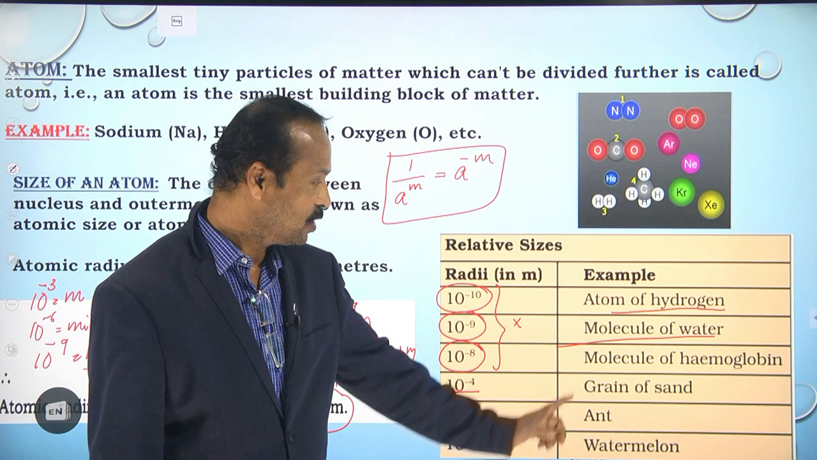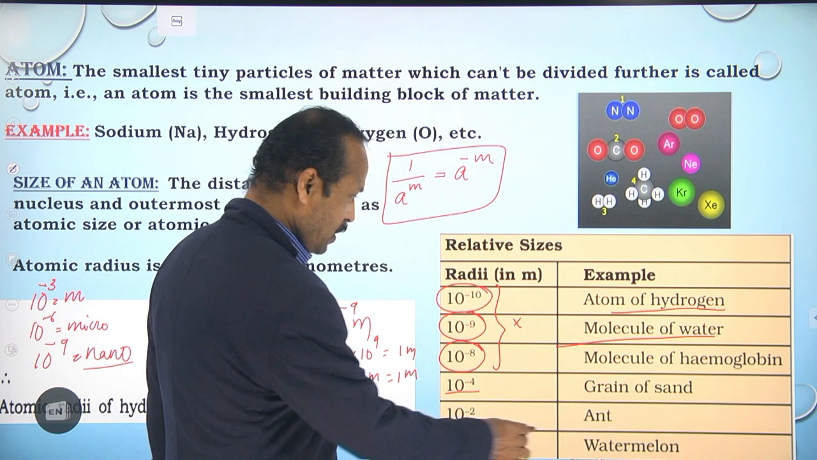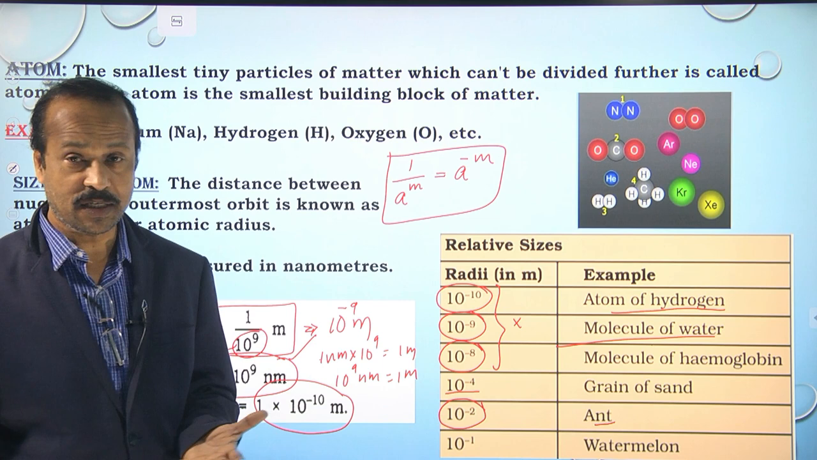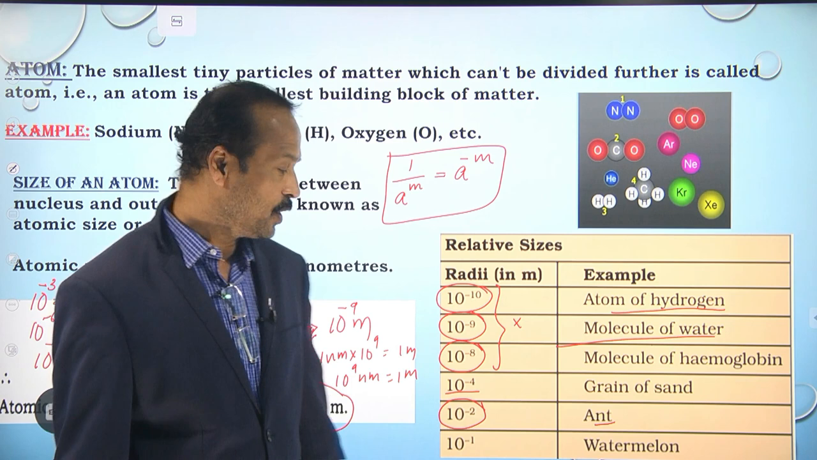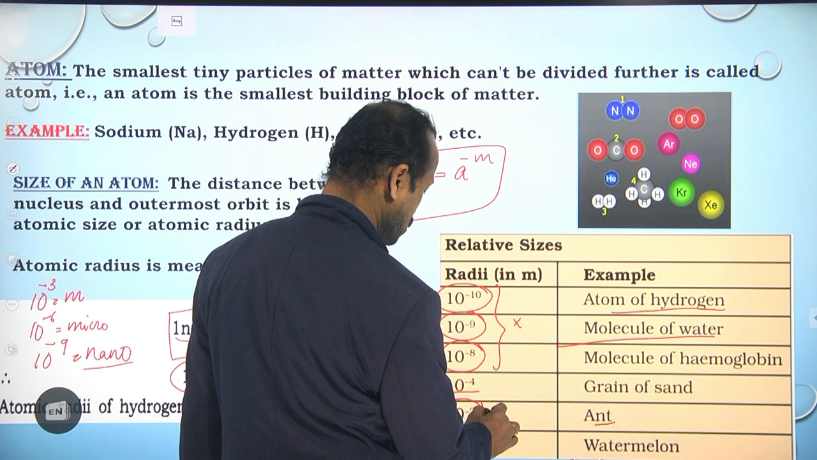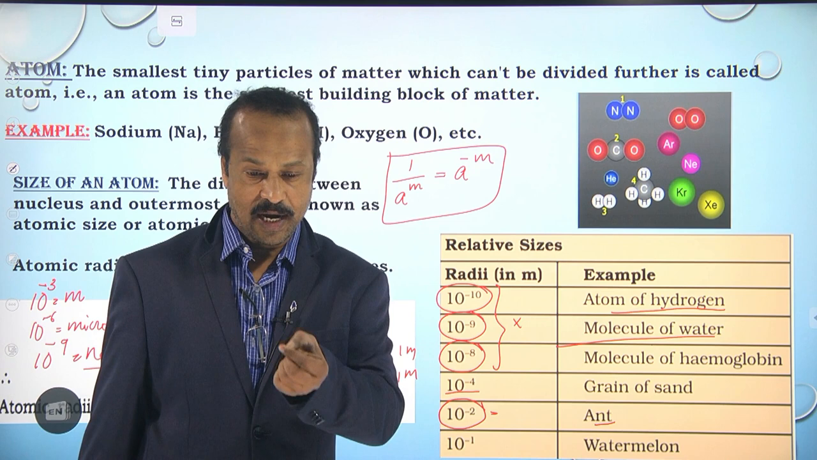Now come to the next one, the ant. Ant size is 10 to the power of minus 2. Can you say what 10 to the power of minus 2 meter means? Centimeter, very good. So 10 to the power of minus 2 is a centimeter. The ant size we can see very clearly, no issue.